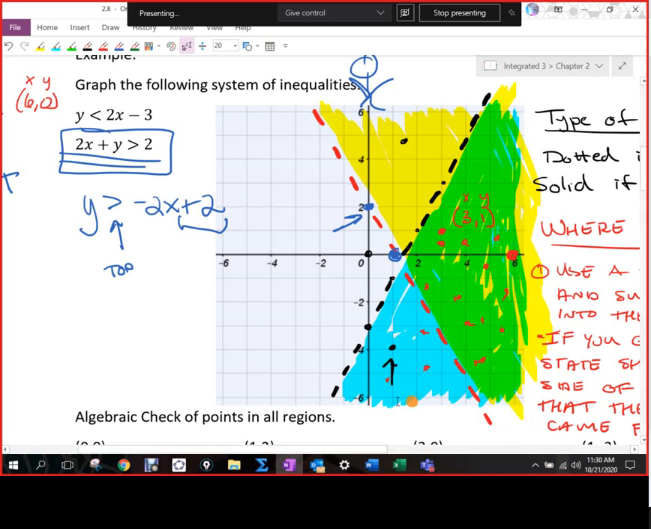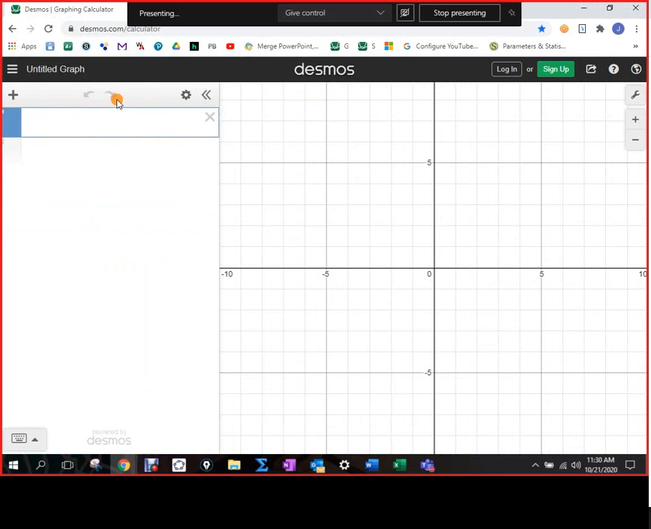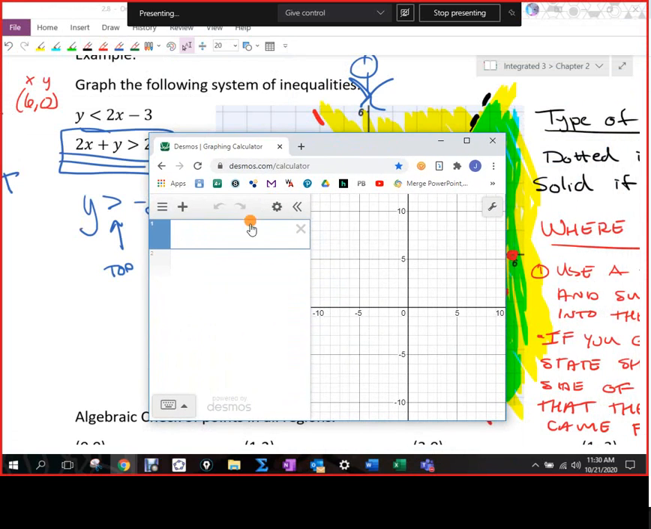If we open up your computers to Desmos, okay, if we put those on your bookmarks or anything like that. So Desmos is DESMOS.com. I'm going to show you the convenience of using this to help us, okay?